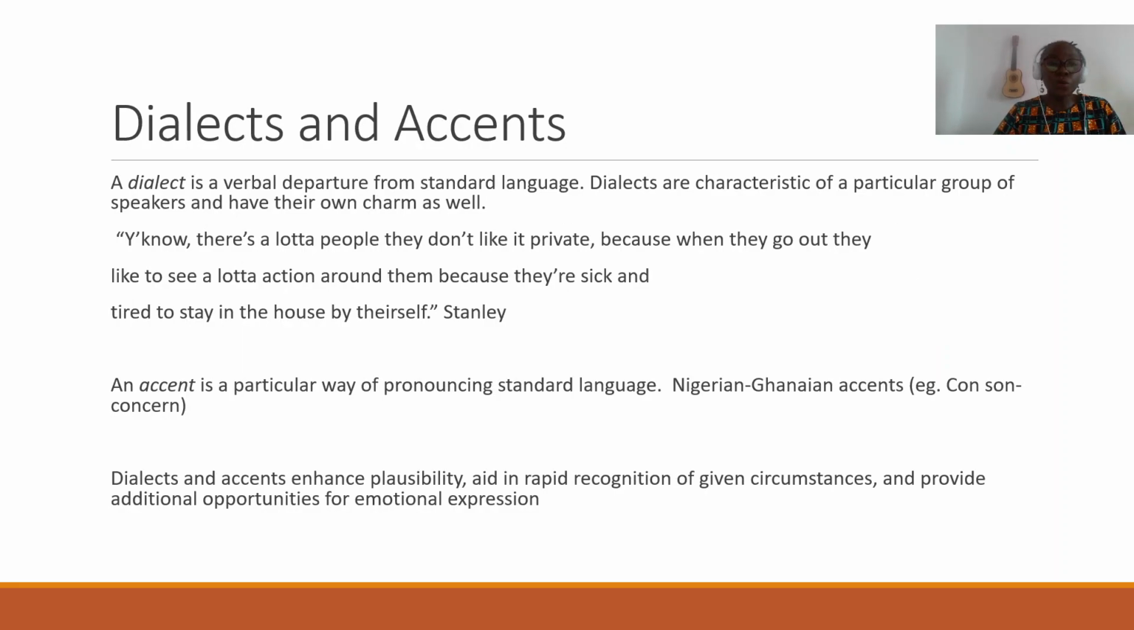Another aspect of language we can look at is dialects and accents. A dialect is a verbal departure from standard language. And so you can have various English dialects in the UK. You can have the Welsh, you can have the Cockney, and all that. And so dialects are characteristic of a particular group of speakers, and they have their own charm. So when you write a play about those particular group of people, then you have to be true to their dialect. Like Stanley in Death of a Salesman, the bartender.